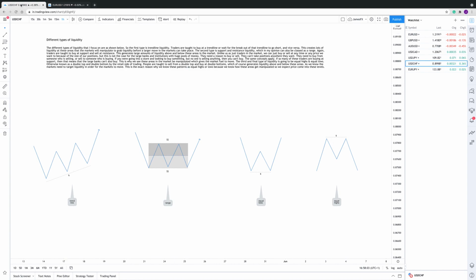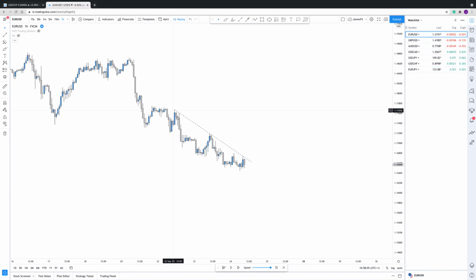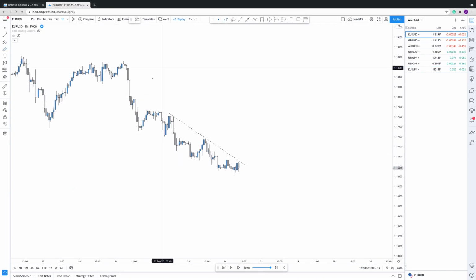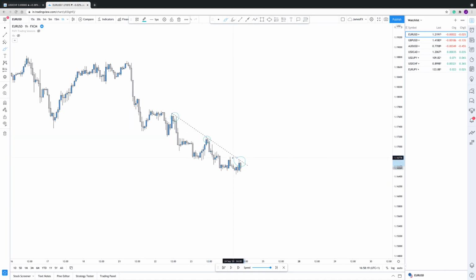So if we jump onto EURUSD, we're going to be looking at a downsloping trend line, for example. You can see we're clearly bearish, putting in these lower lows and lower highs. We have one tap, two taps, and then a third tap of this trend line. And note how the wicks are meeting perfectly.